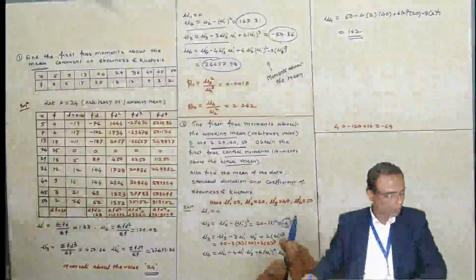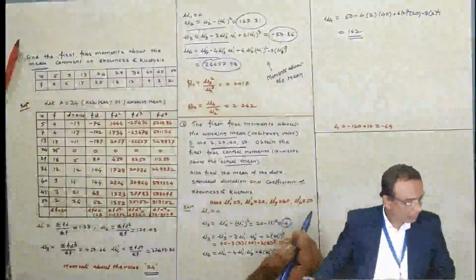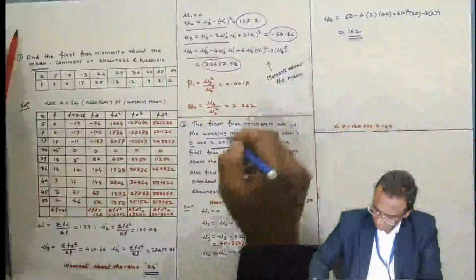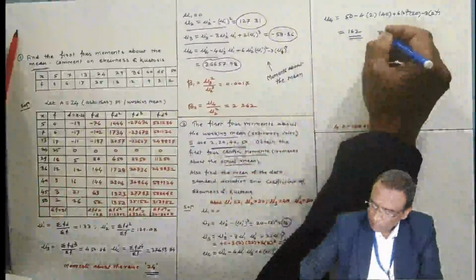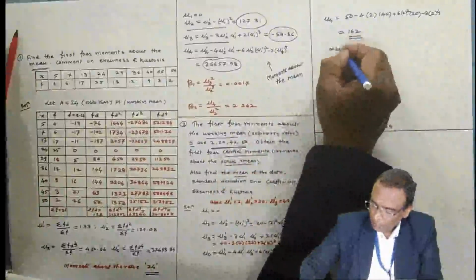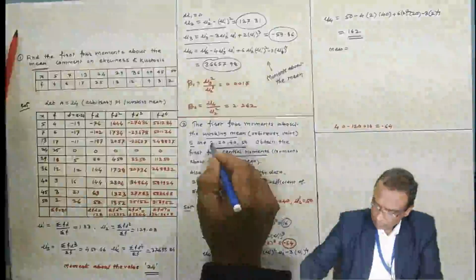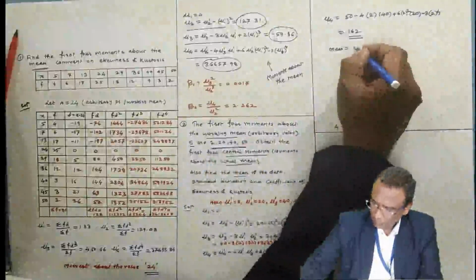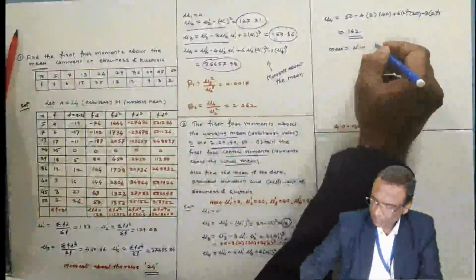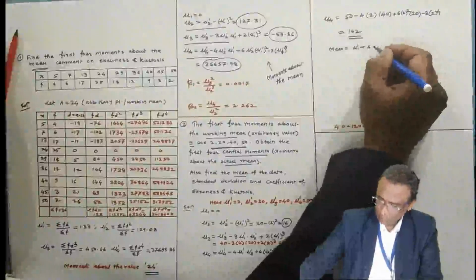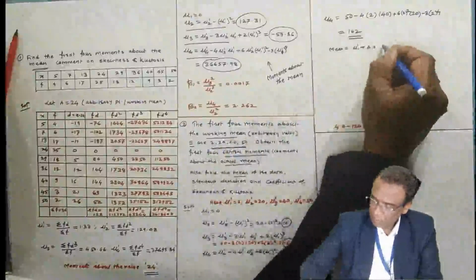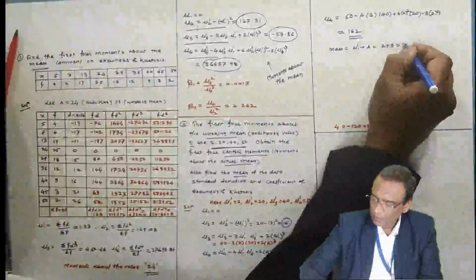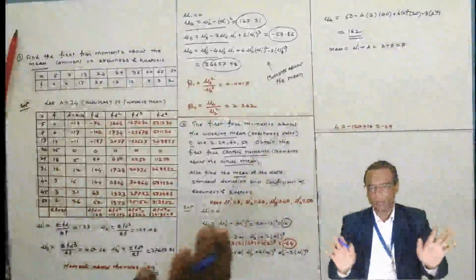Okay, now the mean we have to find. The mean is also asked here. The mean is equal to mu1 dash plus A, and mu1 dash is what? The first moment about the arbitrary point is 2, and A is 5, so it is 7. Okay, this is the mean value of the data we have found.